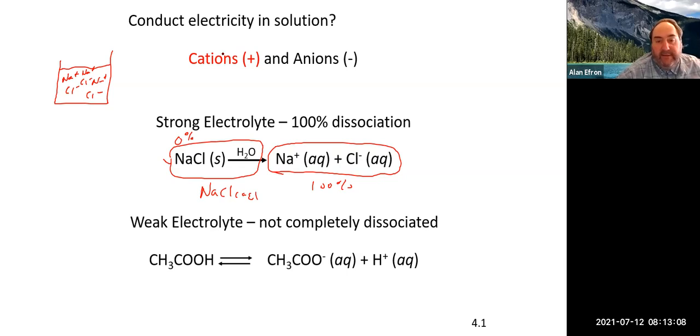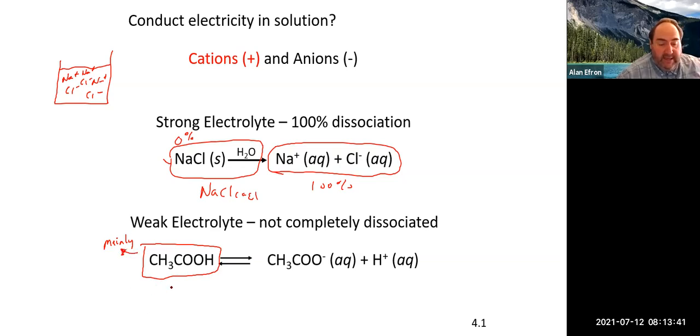And that is different than what we see in a weak electrolyte. This is acetic acid, which is basically like vinegar. The major component of vinegar is acetic acid. It's a weak acid, which means that when it is in solution, it's a little bit different. What you mainly have in this situation is the acetic acid still together. This is mainly what you have going on in that solution, the whole thing still together.